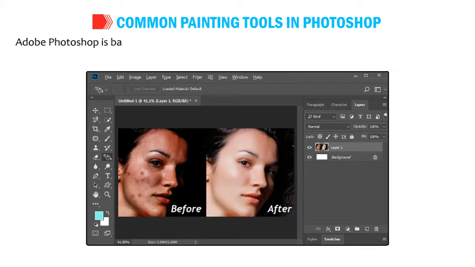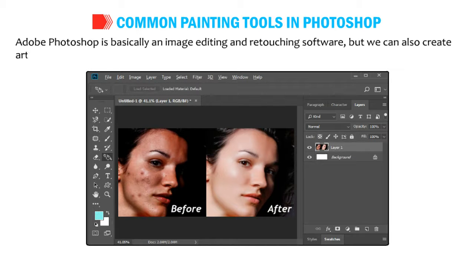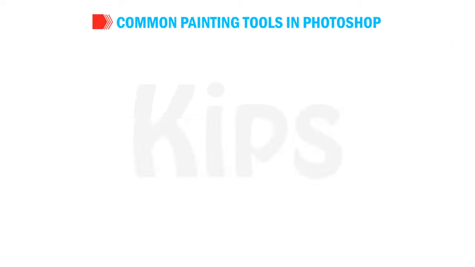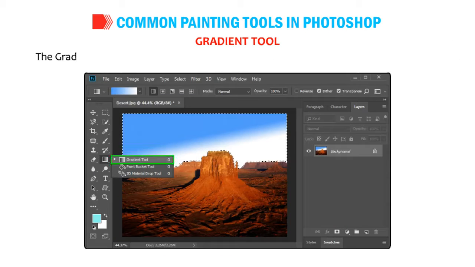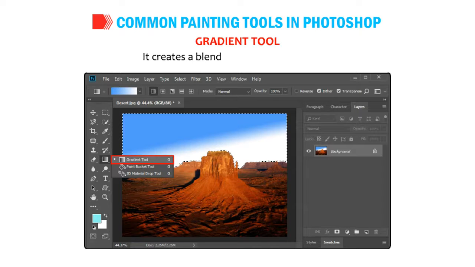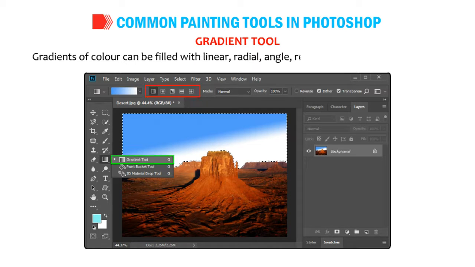Adobe Photoshop is basically an image editing and retouching software, but we can also create artworks by using different painting tools like Gradient, Paint Bucket, 3D Material Drop tools, etc. Gradient tool. The Gradient tool allows you to fill an area with a range of colors in a specified pattern. It creates a blend of two or more colors. Gradients of color can be filled with linear, radial, angle, reflected, and diamond gradient.